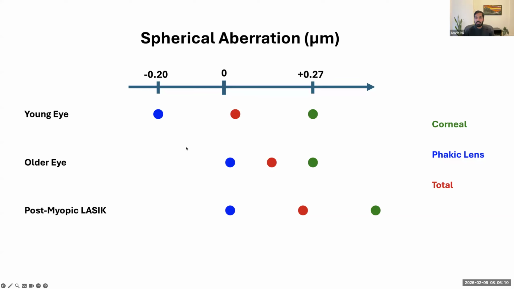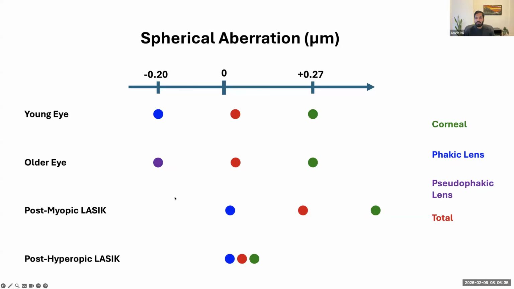In post-myopic LASIK, the lenticular SA stays the same, but we can see that the corneal SA increases because the cornea has become more oblate. And as we saw earlier, all oblate lenses induce positive spherical aberration. So that drives the total SA of the eye up. In hyperopic LASIK, it's the opposite. The corneal SA decreases because the cornea becomes hyperprolate.